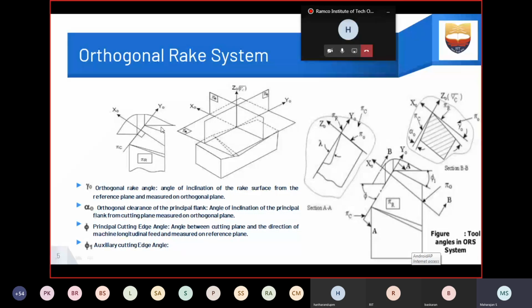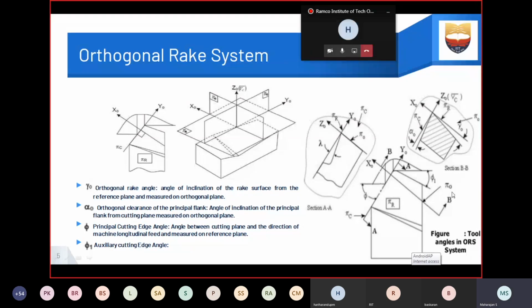This is the auxiliary cutting edge angle. So if you see, there are three planes lying on the tool. One is the reference plane, and another is the cutting plane, which is exactly at the cutting edge, in the cutting direction. Another plane lies exactly perpendicular to these two planes, the Z naught X naught plane, and this is called the orthogonal plane.